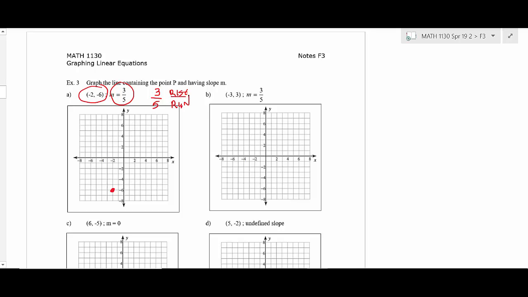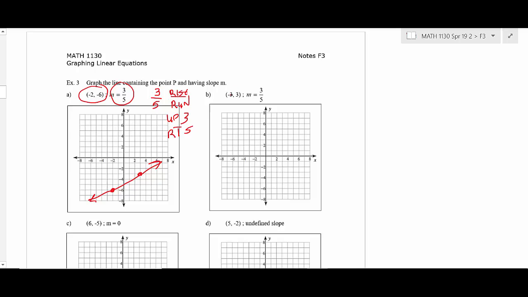So how do you count that out? If the rise is 3, you go up 3. If the run is 5, you go to the right 5. So it's just up 3, and then to the right 5. And you do that from the point you already plotted. So you'll just go 1, 2, 3 up, 1, 2, 3, 4, 5 to the right. And then that gives you what your line looks like. So if you have a slope of 3/5, that's going uphill. It's a positive slope. Okay.